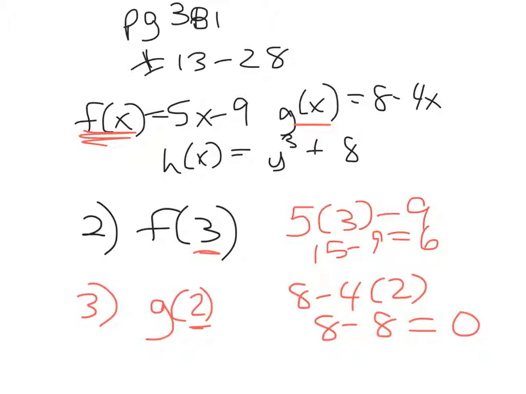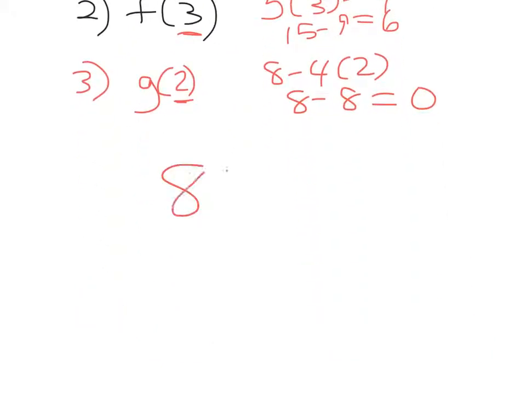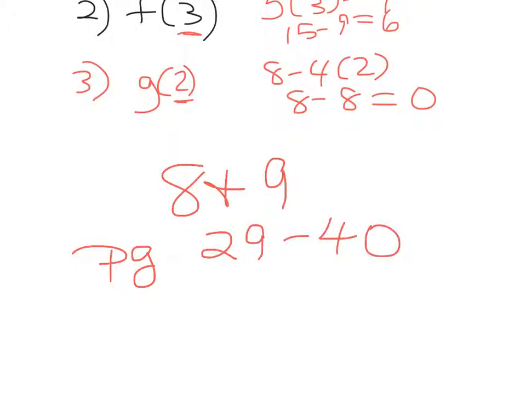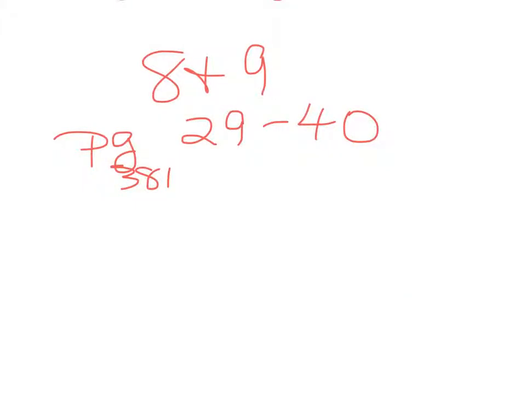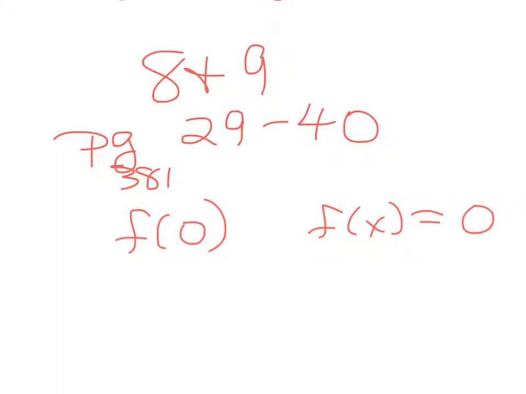Then questions 8 and 9 on your test are going to be still from that same page, same lesson. So majority of the test is that easy 8-7 homework. So this is going to be like the problems that you did in 29 through 40. So page 381 still. And you're going to do both things. So in this homework, they told you to find f of 0 and also f of x, and this is where you set it equal to 0.